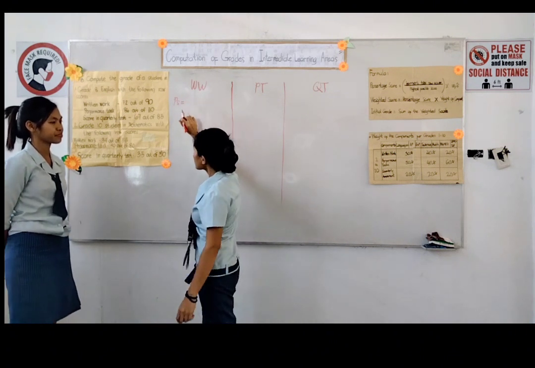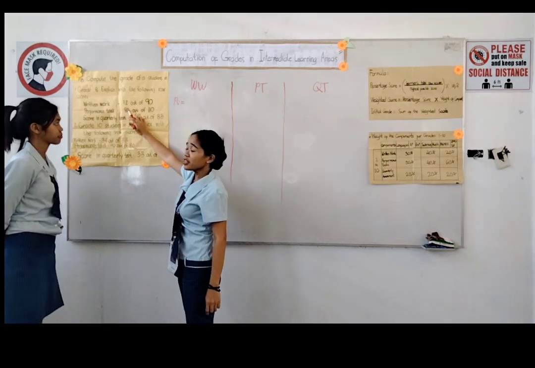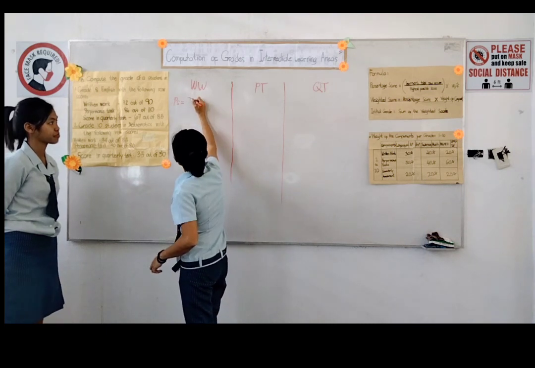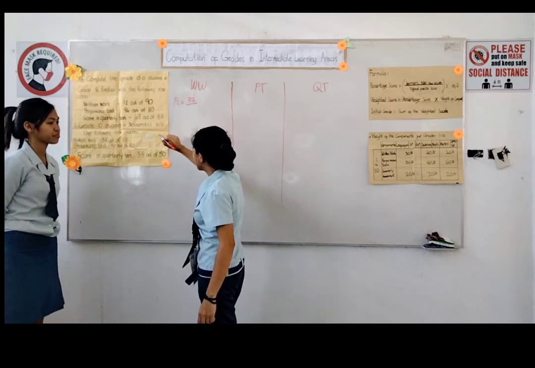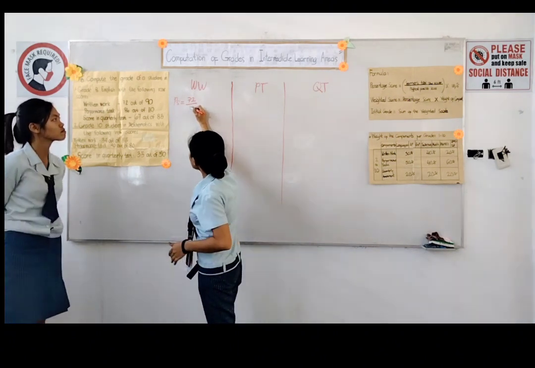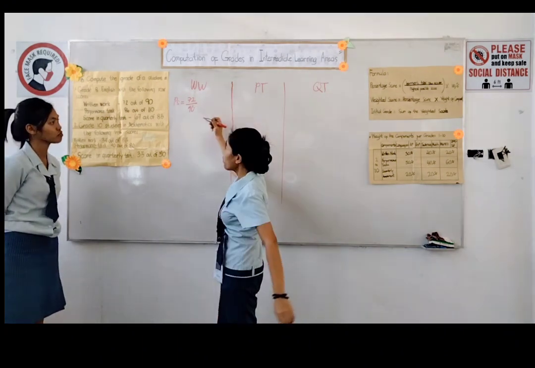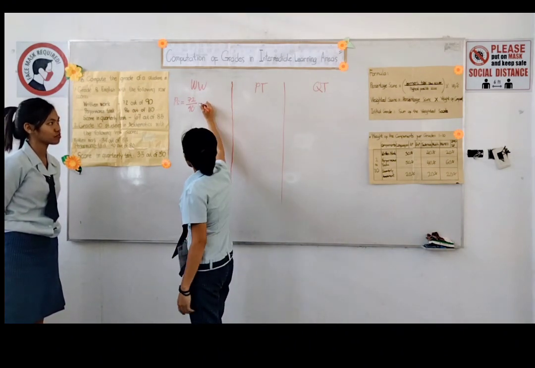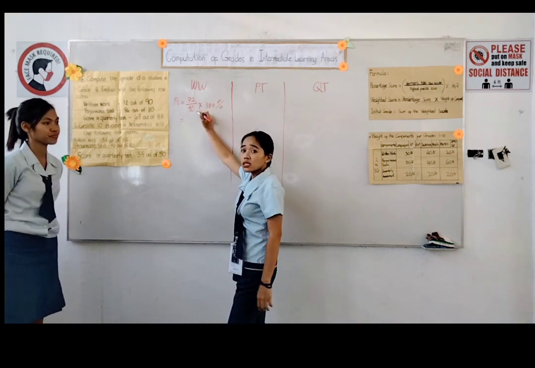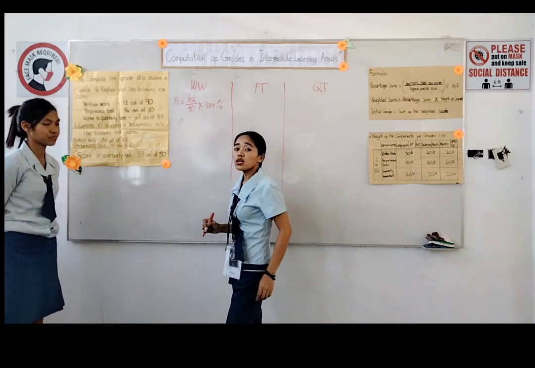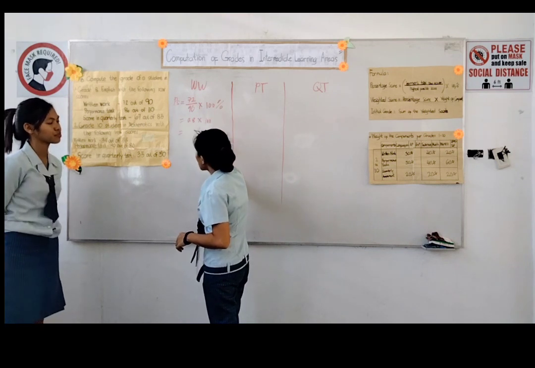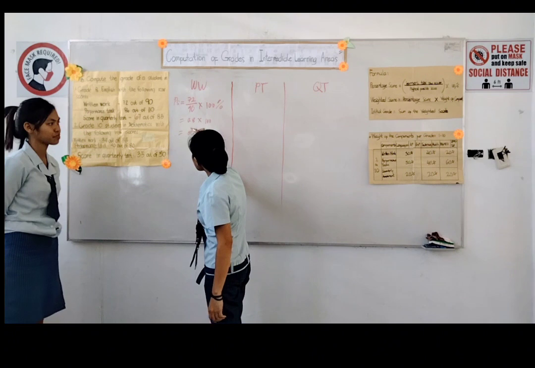PS, we have here in written work 72 out of 90. Following the percentage score formula, 72 divided by 90 times 100%. So 72 divided by 90 is equal to 0.8 times 100 is equal to 80.